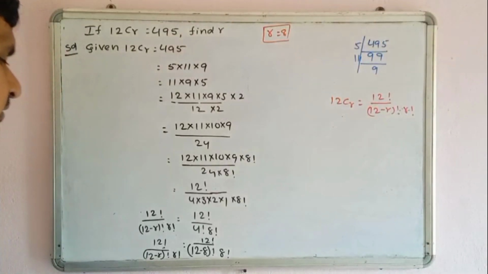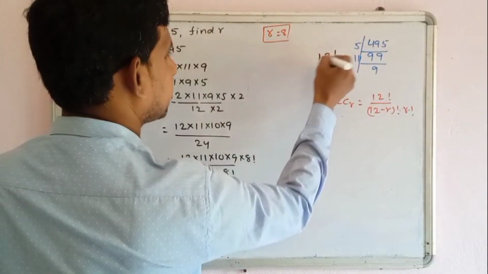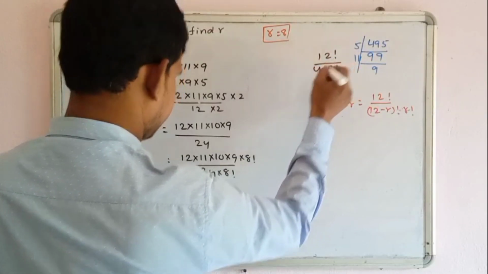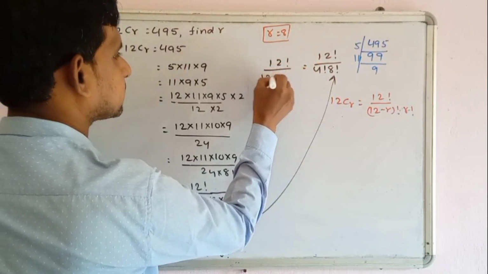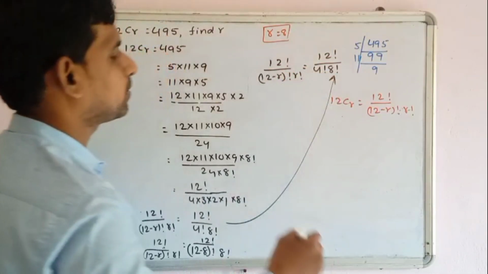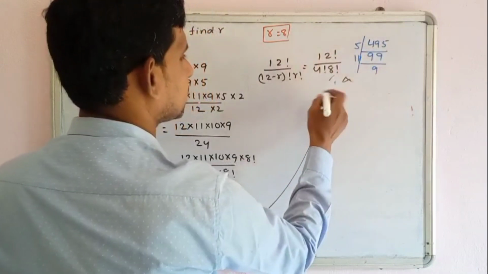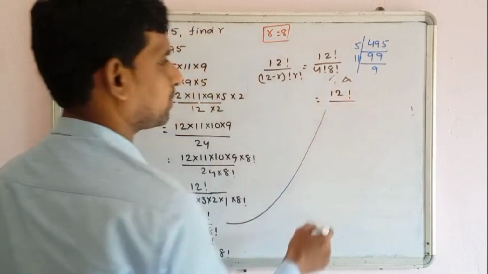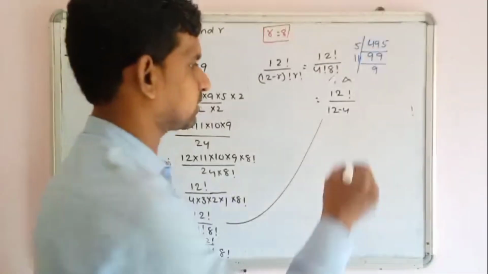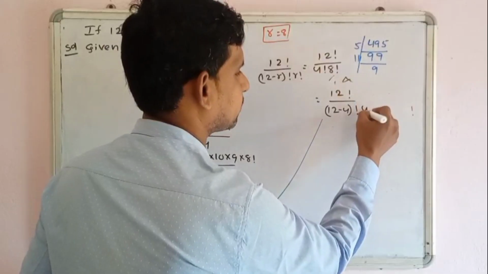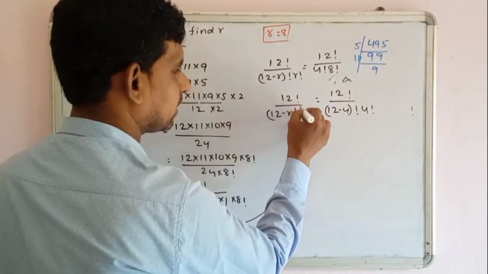See, problem not completed. See here again, see this step. 12 factorial by 4 factorial into 8 factorial equals, what is this? 12 factorial by 12 minus r factorial into r factorial. Okay, ఇప్పుడు చూడండి, so that equals 12 factorial divided by 8 factorial ఎలా రాసుకోవచ్చు అంటే 12 minus 4 అని రాసుకోవచ్చు. 8 ని 12 minus 4 అని రాసుకోవచ్చు. Factorial, here already what is there? 4 factorial. So 12 factorial by 12 minus r factorial into r factorial.